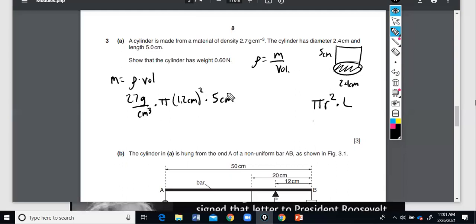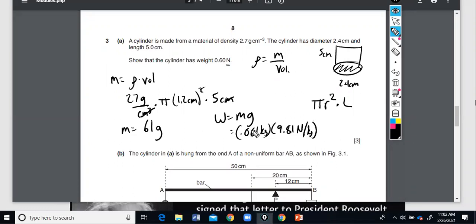So let's in our calculator now take the product of 2.7 grams times pi times 1.2 squared times 5, and this gives us 61 grams. That's the mass, right? So centimeters cubed cancel. And to calculate the weight, we need mass times gravity, but newtons of weight means we need kilograms of mass. So you should plug in 0.061 kilograms, right? Divide this by 1,000, move the decimal point over 3 places, multiply it by 9.81 newtons per kilogram.